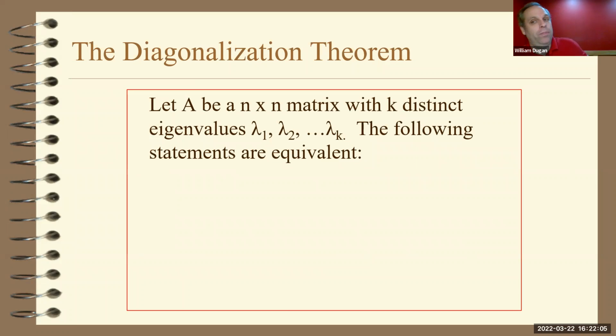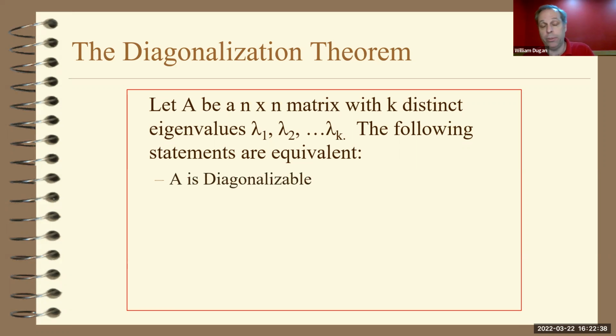That then brings up the diagonalization theorem, the big result, the thing that tells us when a matrix is diagonalizable or not. So let's say A is an n by n matrix, and it has k distinct eigenvalues, lambda 1, lambda 2 up to lambda k. Now, the algebraic multiplicity here would be bigger than 1 for a bunch of these probably, because the algebraic multiplicities of each of these, when you add them together, have to equal the degree of the characteristic polynomial, which would be n. So the following statements are all equivalent to each other.